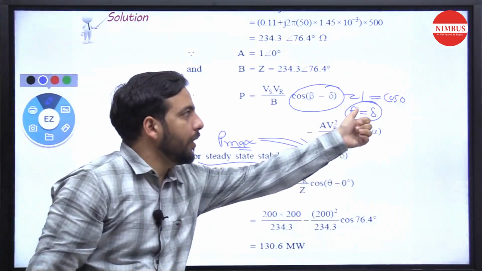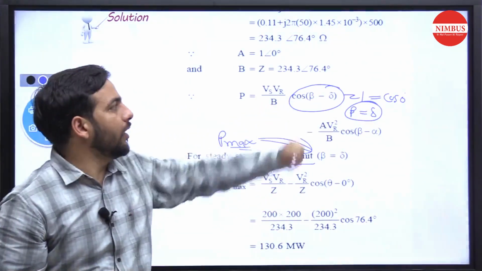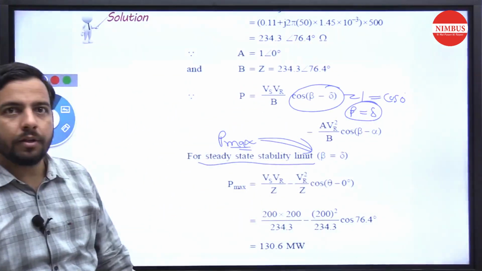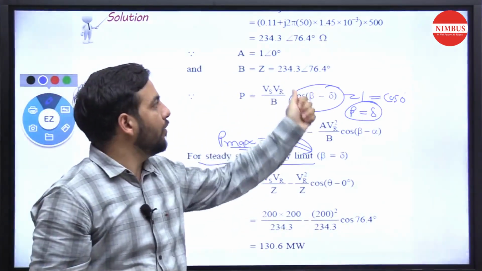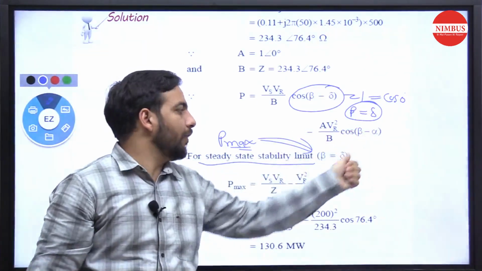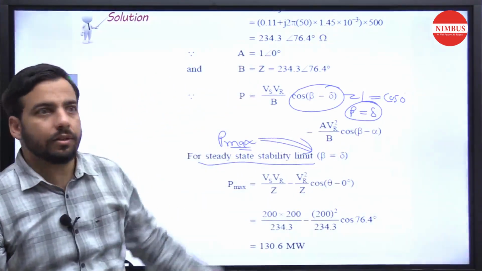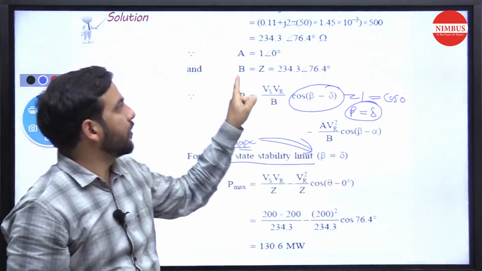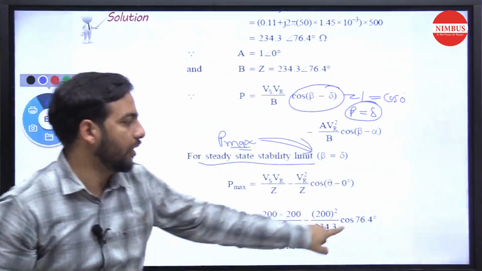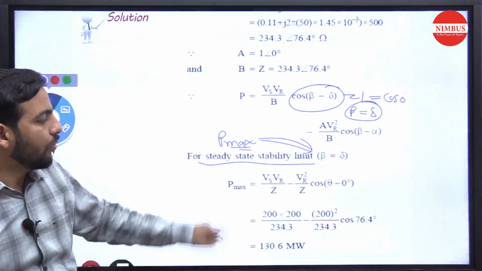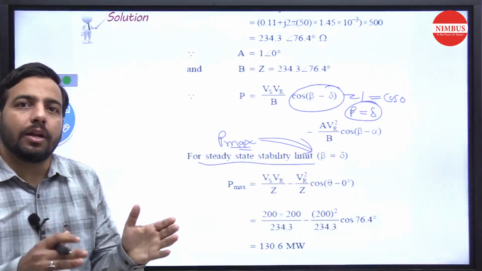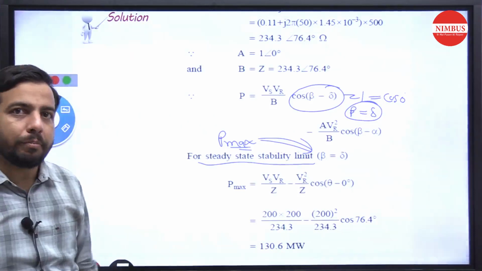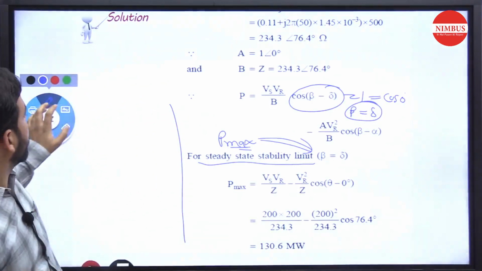Here from here you will calculate the value of P max. When you put beta equal to del, then this will be 1, so it is Vs VR upon B. B equal to what? B equal to Z, and this formula will be here. Here alpha is given as 0, beta is theta, this one, 76.4 degrees. So from here you will calculate the P max, that is the steady state stability limit. Steady state stability limit is what? The maximum power P. Okay, the next one, this one.